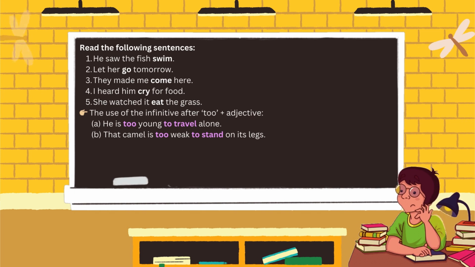Read the following sentences. He saw the fish swim. Let her go tomorrow. They made me come here. I heard him cry for food. She watched it eat the grass. The use of the infinitive after too plus adjective. A. He is too young to travel alone. B. That camel is too weak to stand on its legs.